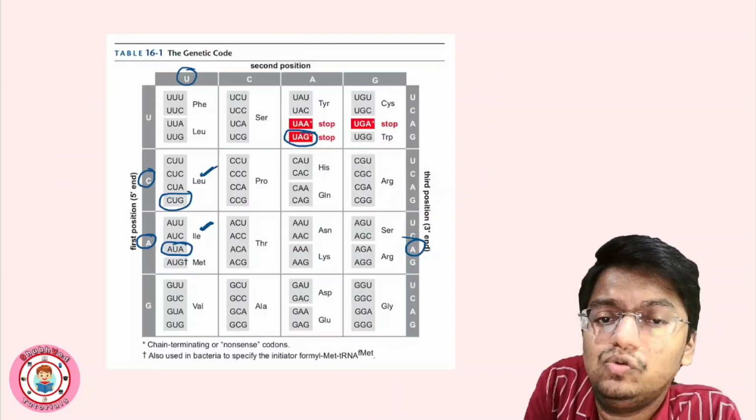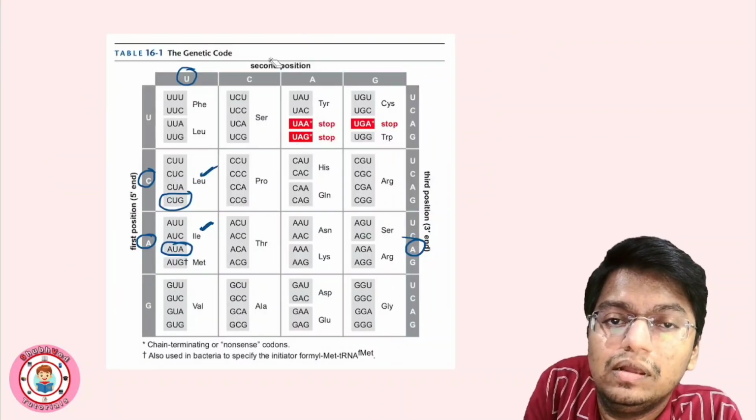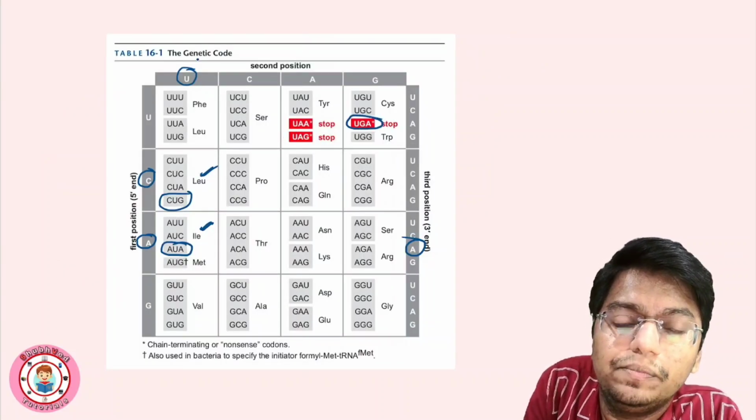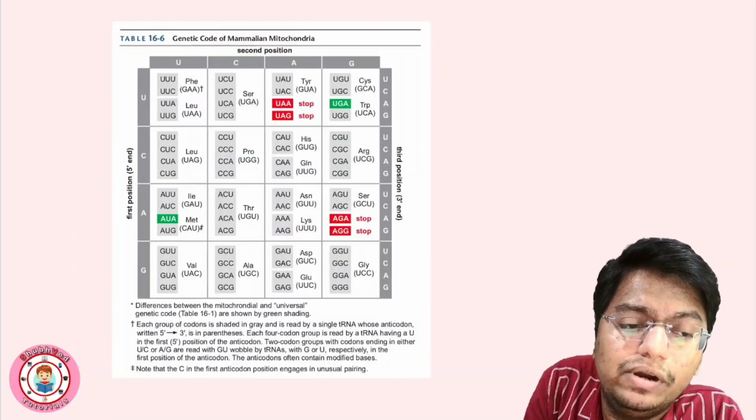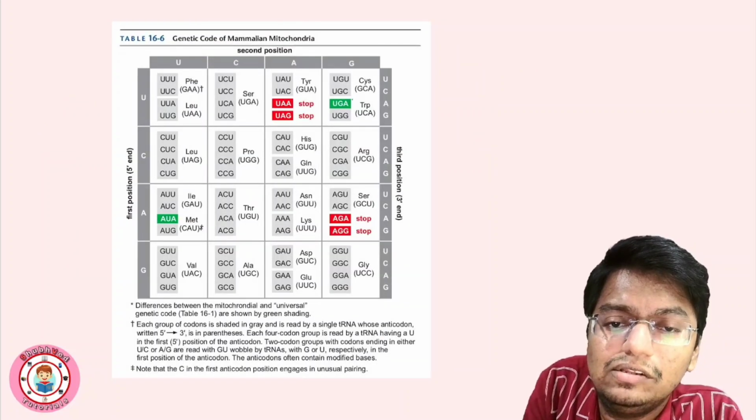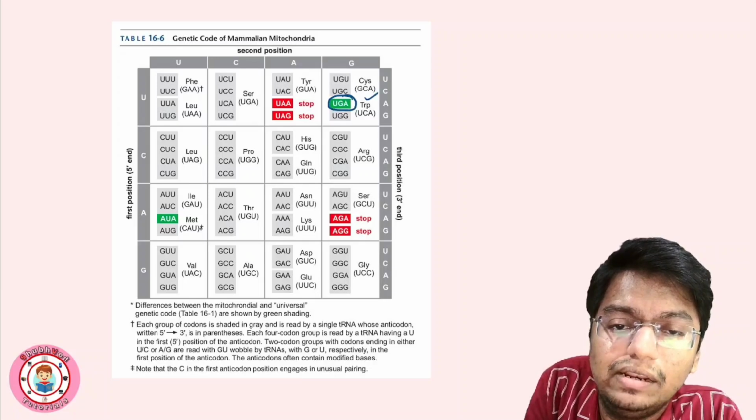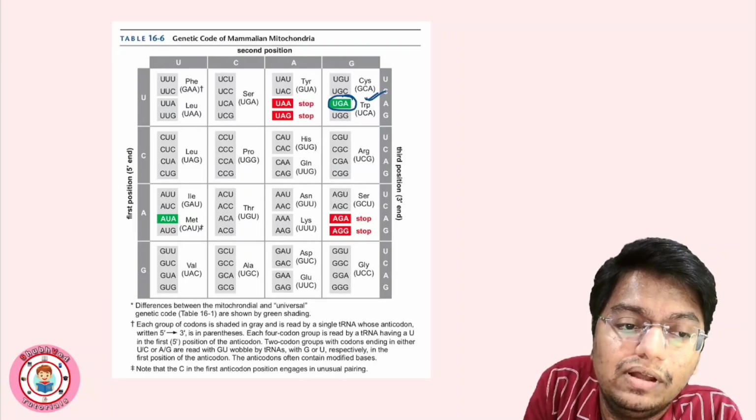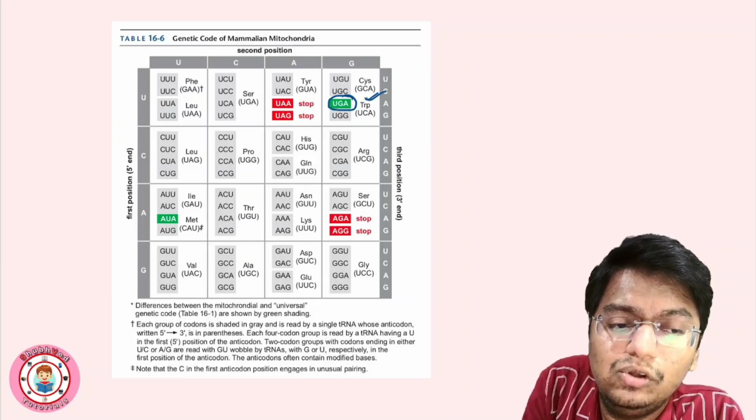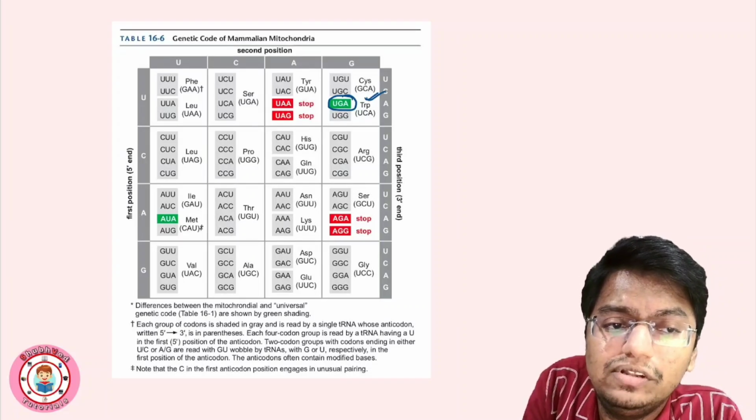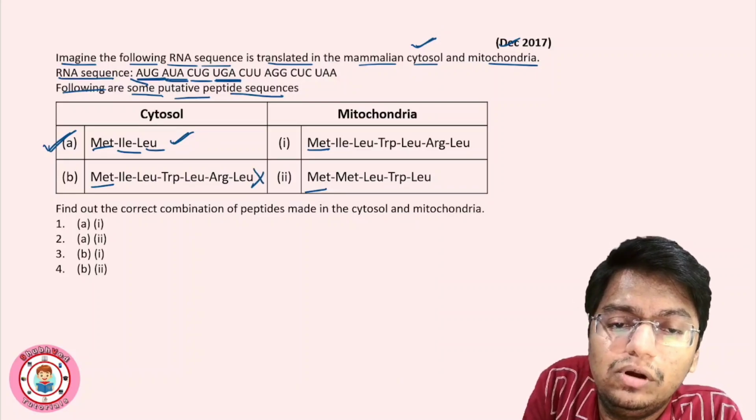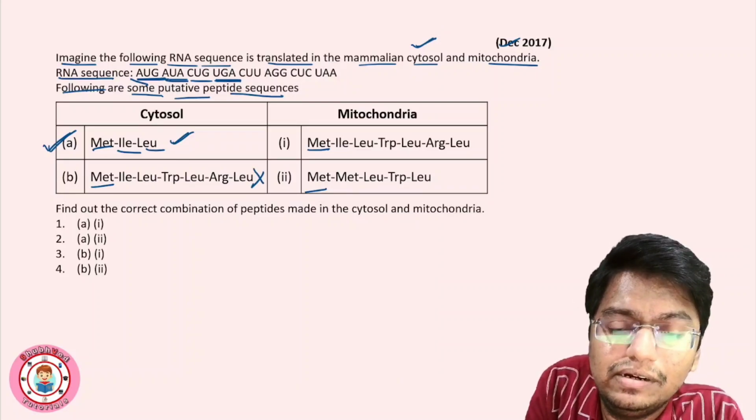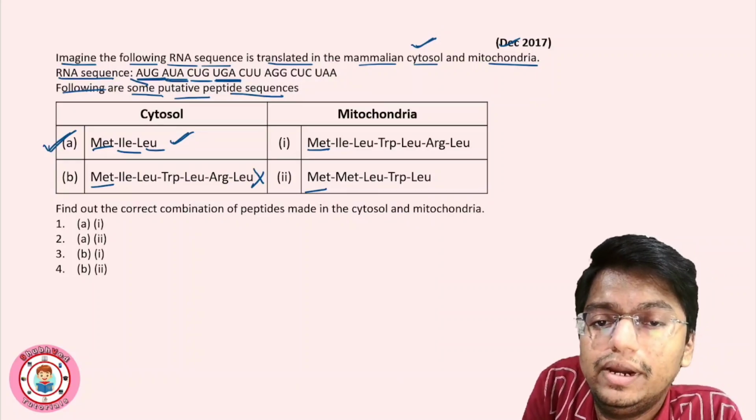No, it's UGA. Stop codon. So in this case it is there. But in the mitochondria case, this codes for tryptophan. See? Right? Mitochondria. You can make a screenshot of both of these charts. So this is absolutely wrong, as I told you already.